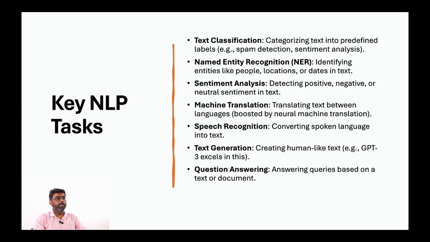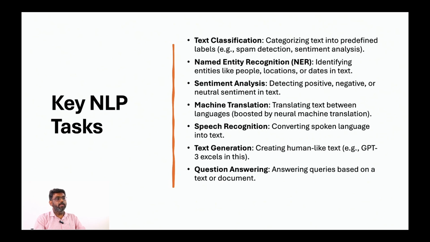The third one is the NLP tasks. NLP involves a variety of tasks. Let's explore some of the key ones. Text classification: categorizing text into predefined labels such as spam detection or sentiment analysis. Named entity recognition: identifying specific entities in the text like people, locations, or dates. Sentiment analysis: determining whether the text expresses positive, negative, or neutral sentiment. Machine translation: automatic translation of text from one language to another. This task has seen huge improvements thanks to neural machine translation.